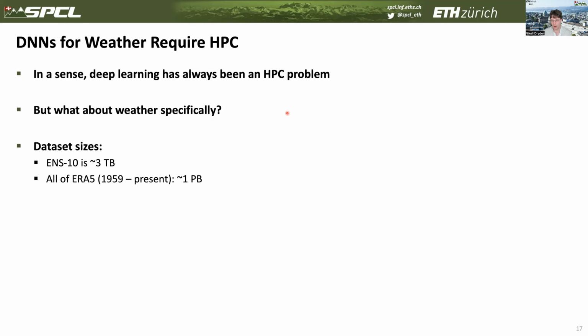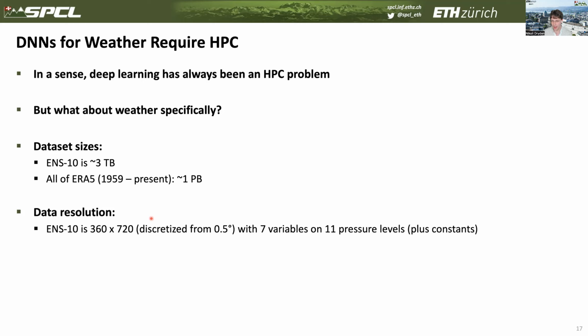For example, our dataset sizes are often quite large compared to a lot of the standard deep learning benchmarks. The ENS10 dataset we've introduced is about 3 terabytes in size. All of ERA5 is about a petabyte in size, based on my estimation from the Copernicus data store.